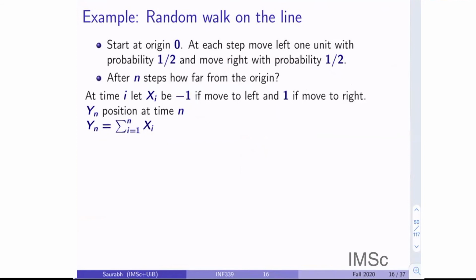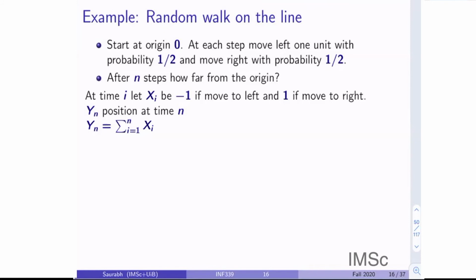So at time i, let xi be -1 if we move to the left, and +1 if we move to the right. And yn is the position at time n. So yn is the summation of xi from i equal to 1 to n, right? Is that correct? Does yn give you where you will be? Look at this: if you had taken all right steps, then yn can take the value n. If you take all left steps, you get -n. So it will tell you what your displacement from 0 is. This is exactly where you will be.